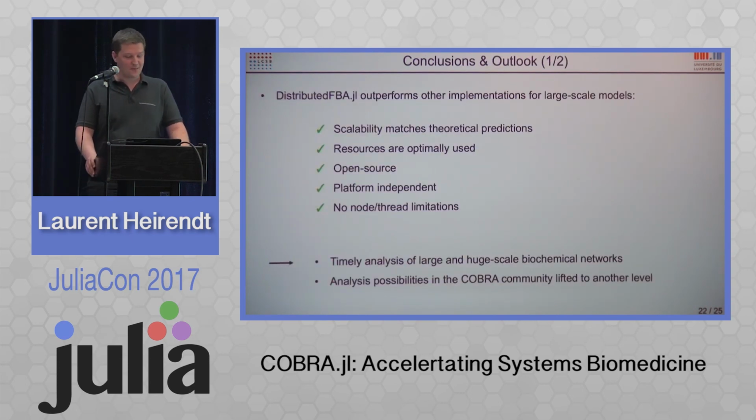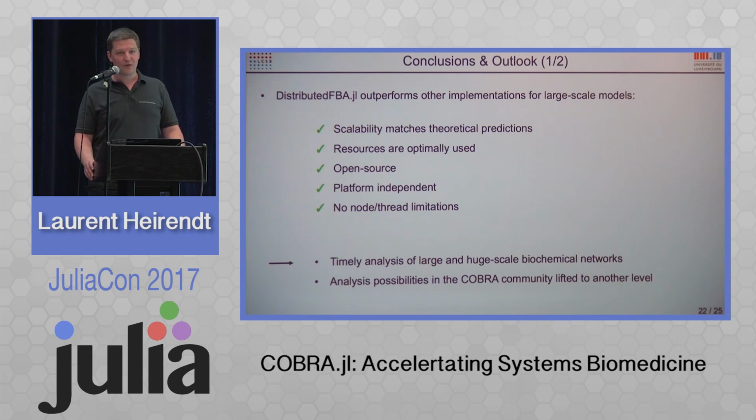So, just to jump to a conclusion. Distributed FBA definitely matches the theoretical predictions of how to scale up, which is in itself already a pretty nice achievement to see how really Julia is not causing any big overhead when you're distributing that many reactions. So the resources there are pretty much optimally used because you don't get any overhead, really, minimal overhead, let's call it. It's open source, you can use it right away. Platform independent, that's a big point, as I mentioned before. And of course, for an environment that really has the custom to work on MATLAB, you don't have any licensing or thread limitations or node limitations.